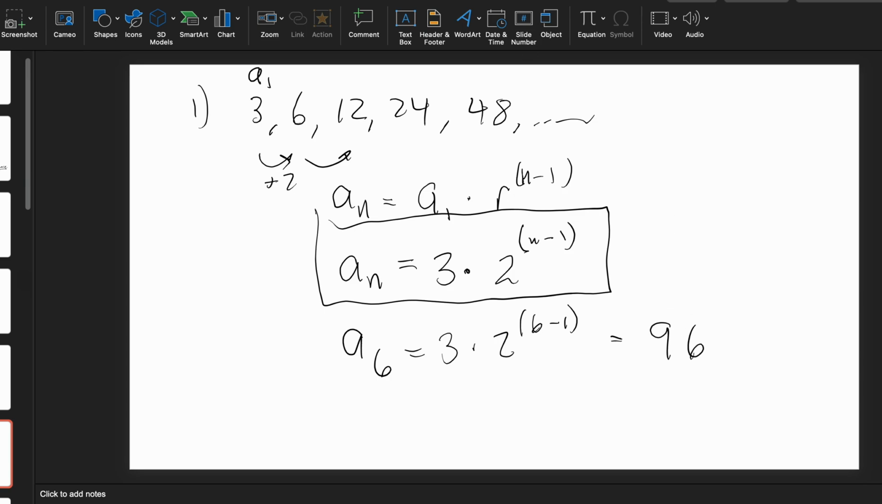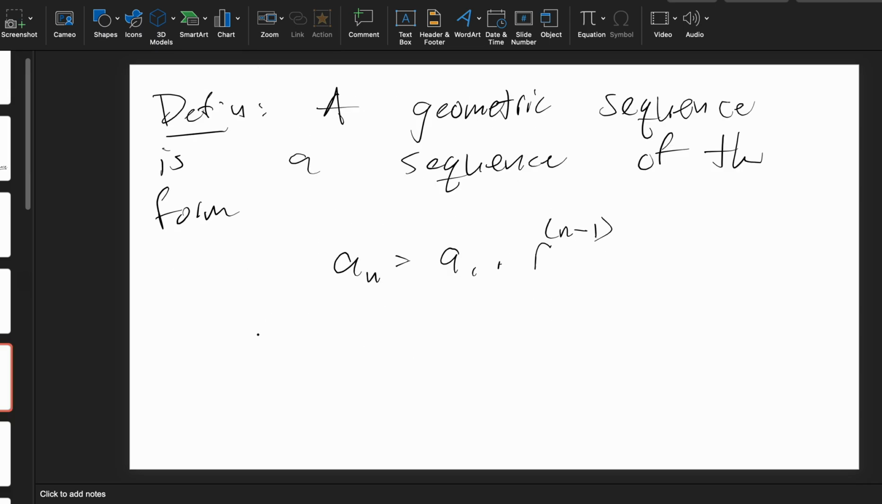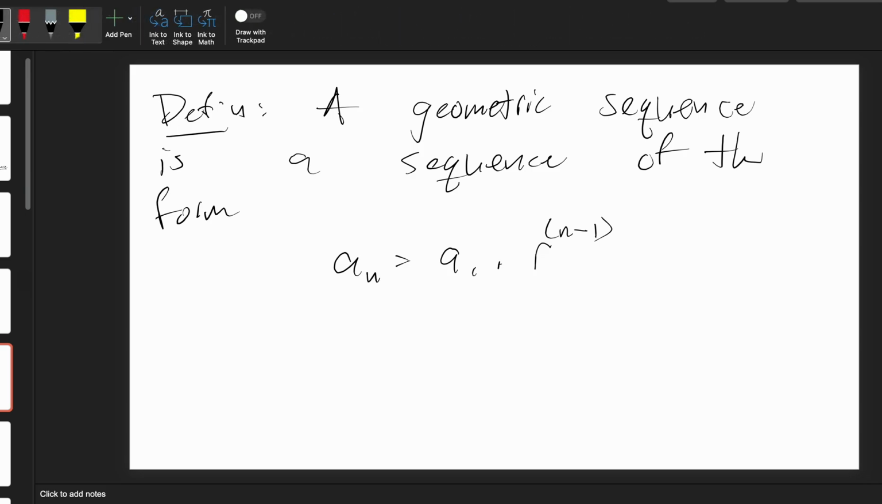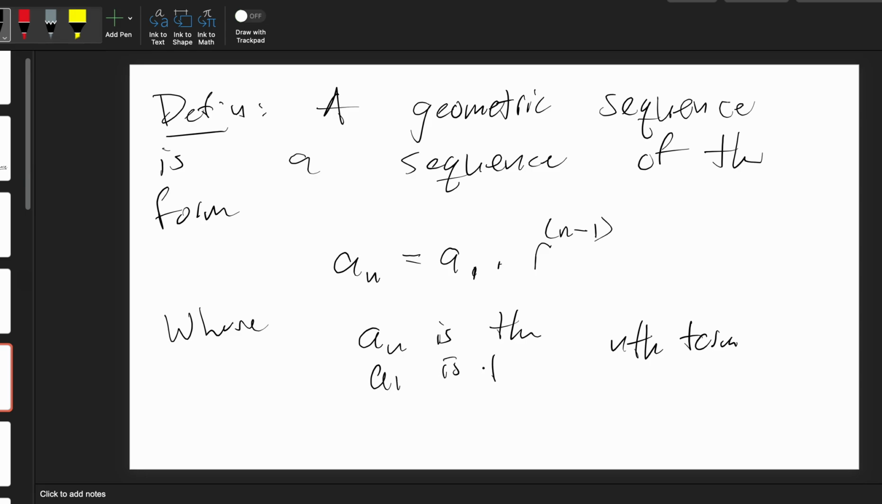All right. So let's go back here, and I'm going to tell you what all these terms mean. Sorry, I guess this doesn't look very good. Let me make this an actual equality symbol. Where a sub n is the nth term, just as before, a sub 1 is the first term, and r is the common ratio. Not the common difference, but the common ratio.